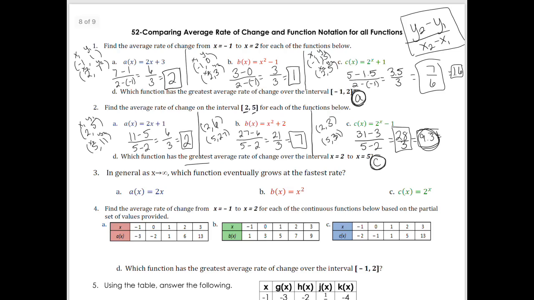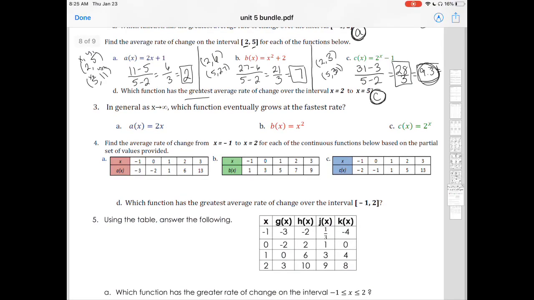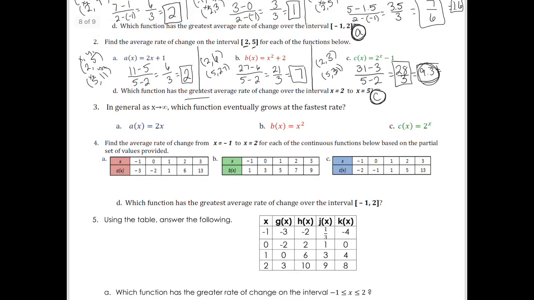All right, for number 3, in general, as x approaches infinity, meaning as x increases, which function eventually grows at the fastest rate? All right, so here are my 3 equations. So I'm looking at which one's going to grow faster. Also something that you just should know, if I'm doubling something, it's going to do more than if I'm adding by 2 every time, or if it's a quadratic, if I just square a number. All right, so C is always going to eventually grow fastest.